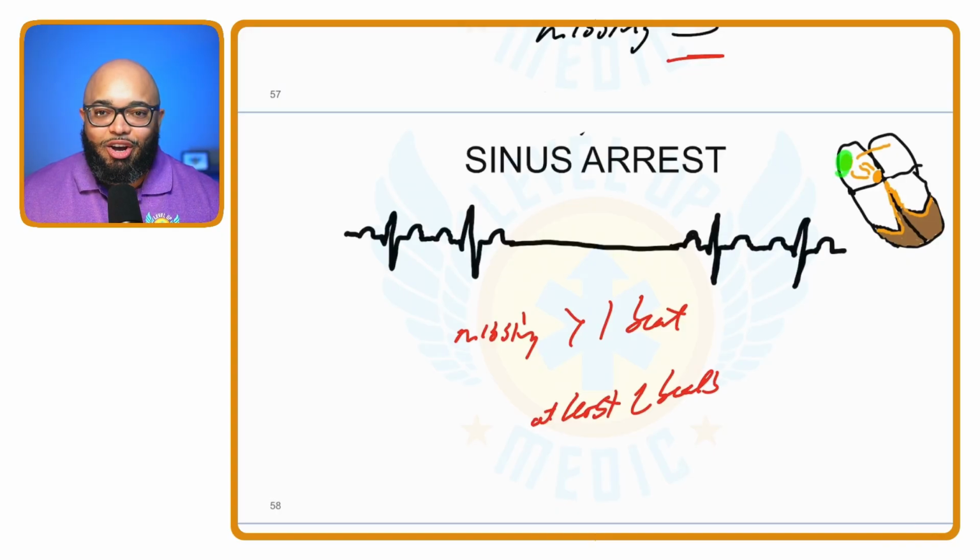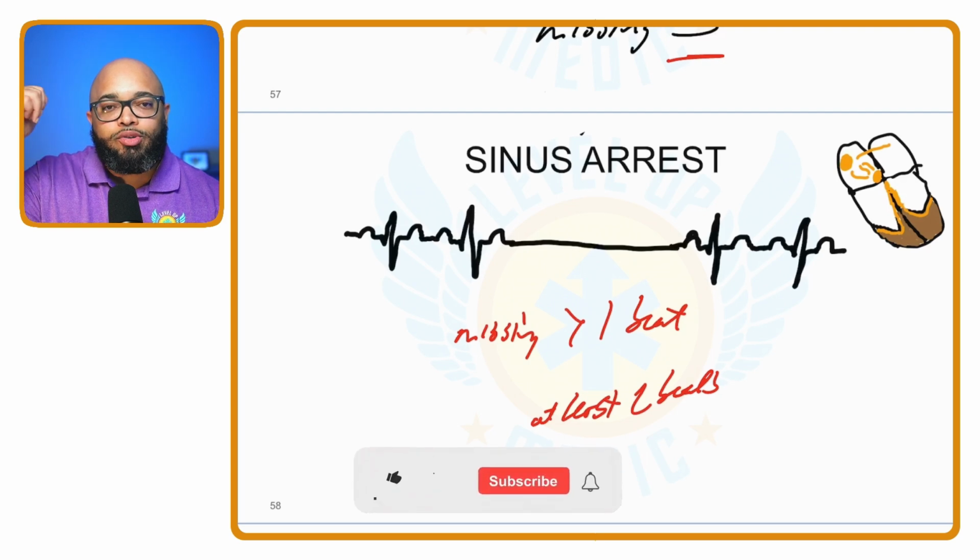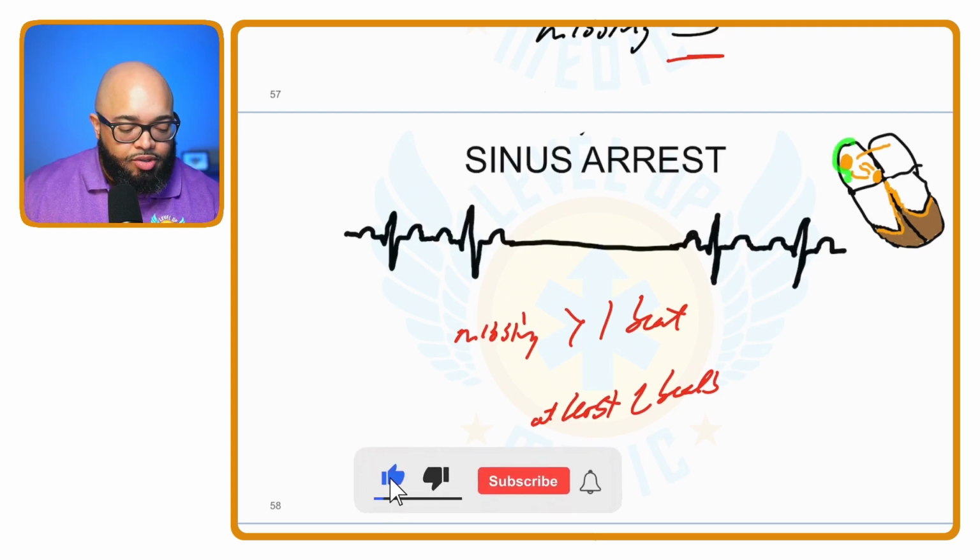We covered the SA node. Now, I want to get into other rhythms. So we know that the SA node is on the superior posterior wall of the right atrium. So supero posterior in the right atrium.